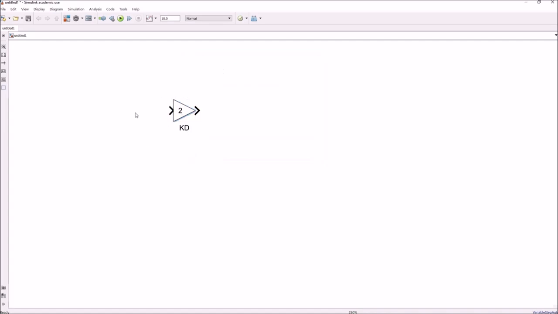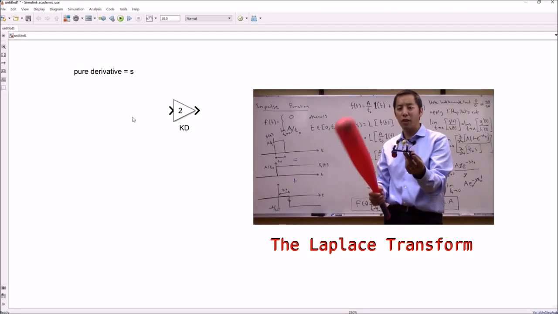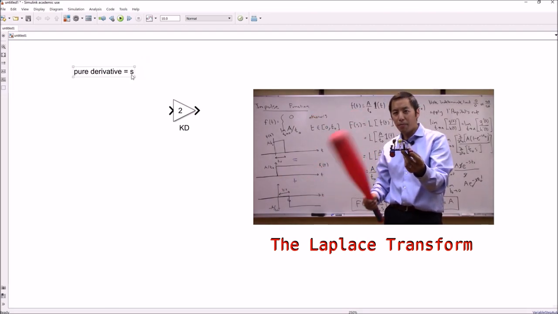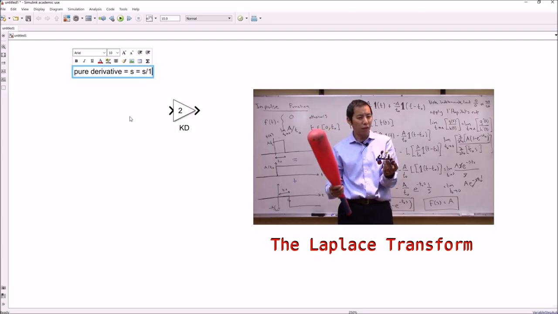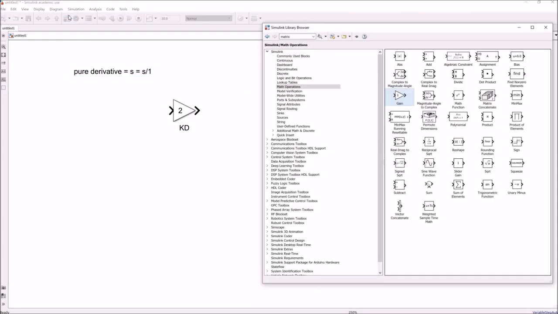So the next thing I need is a pure derivative. If you remember, a pure derivative is basically a single s. One time-domain derivative is a single s in the Laplace domain. So I just need to get a transfer function that is just plain old s, or you can think about this as s over 1. That's the exact same thing. Okay, so let's go ahead and try to do that.